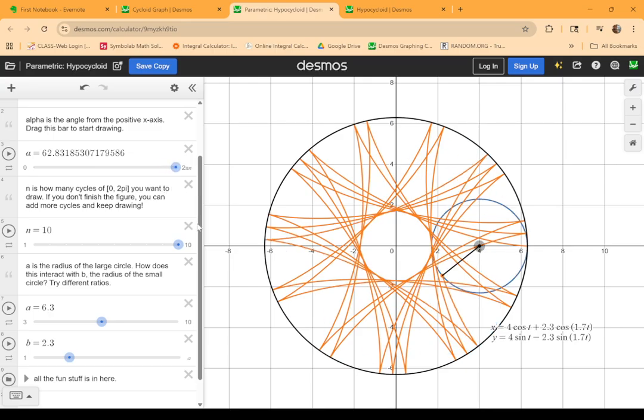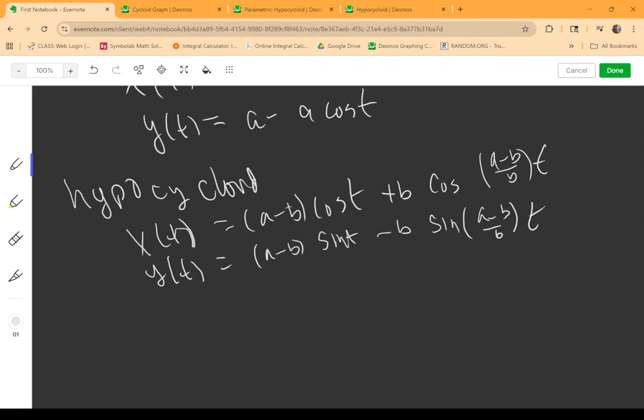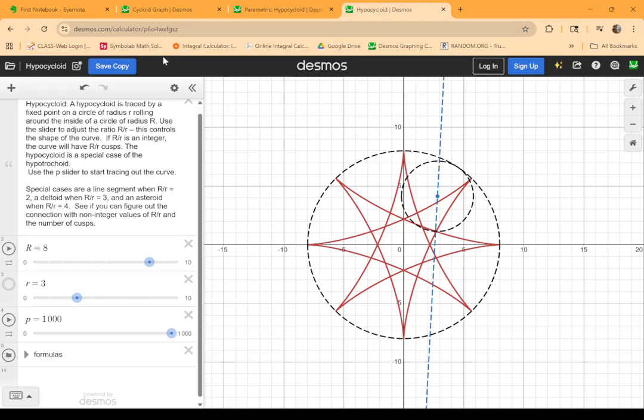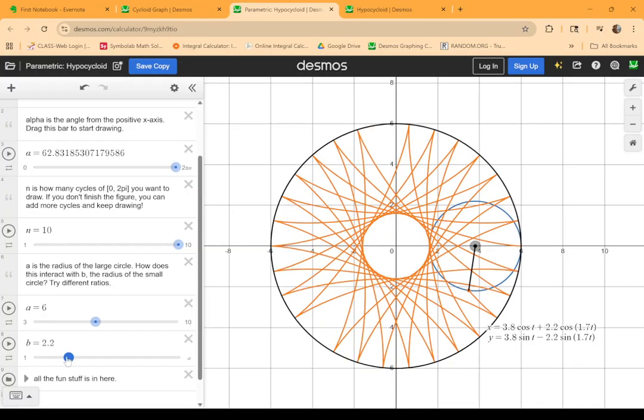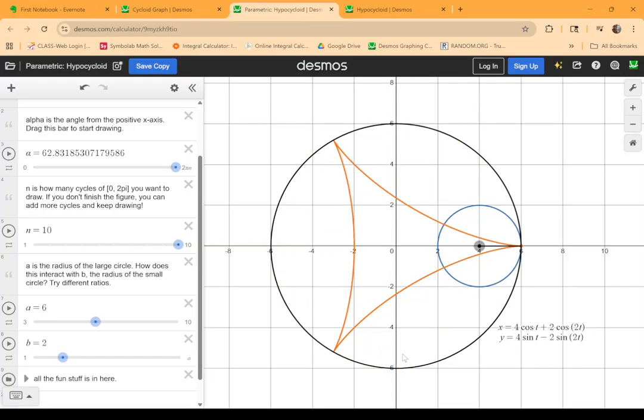So as it turns out, these two constants, a and b: if you take the ratio of these, a over b, this gives me the number of cusps. So when we have 6 over 2, that is 3, so we have 3 cusps. No matter how many rotations I get, I can keep going and going, but it just goes those 3.